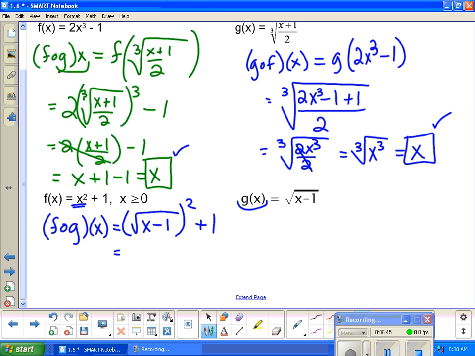Square and square root are inverse functions. They undo each other. So that's x minus 1 plus 1. They're inverses. Okay. So that one equals x. So now I can move on.